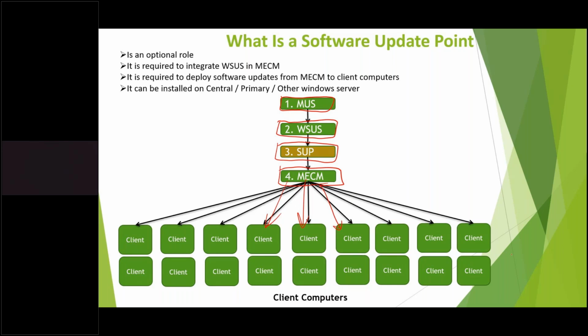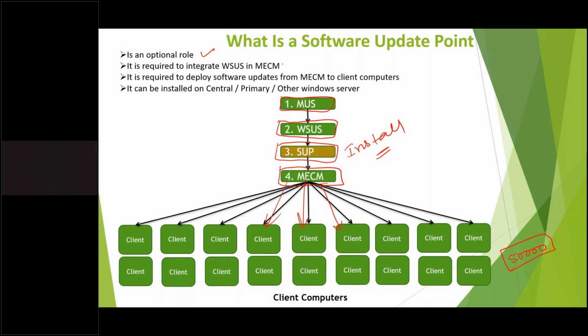Once it reaches MECM, you can deploy updates to your target machines. For example, you have 50,000 computers. I would like to keep these machines up to date, right? Users will not install the latest updates on their computers. It is your primary responsibility to keep the machines up to date. So how will you get it up to date? You need to install this role, software update point. Software update point is an optional role.